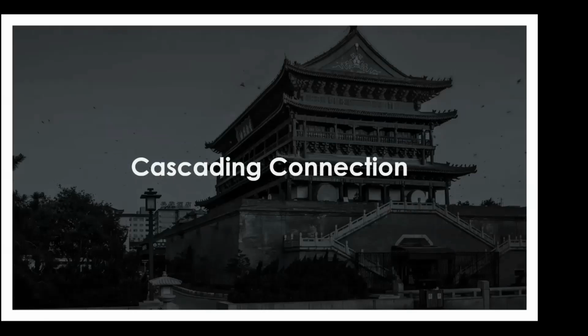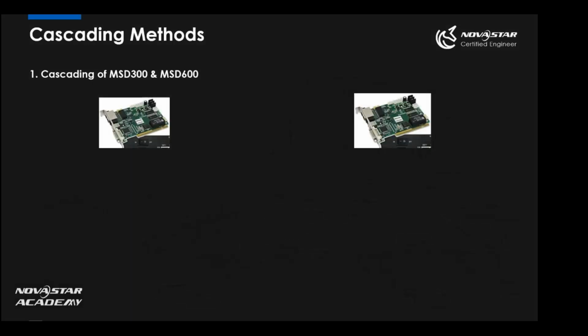So how can we do the cascading connection? I mean, the hardware. You know, NovaStar has many controllers like the M Control 300, M Control 600, even the M Control 4K. All of these products will have different cascading connections. So next, I will explain them one by one. So let's start from the basic product.